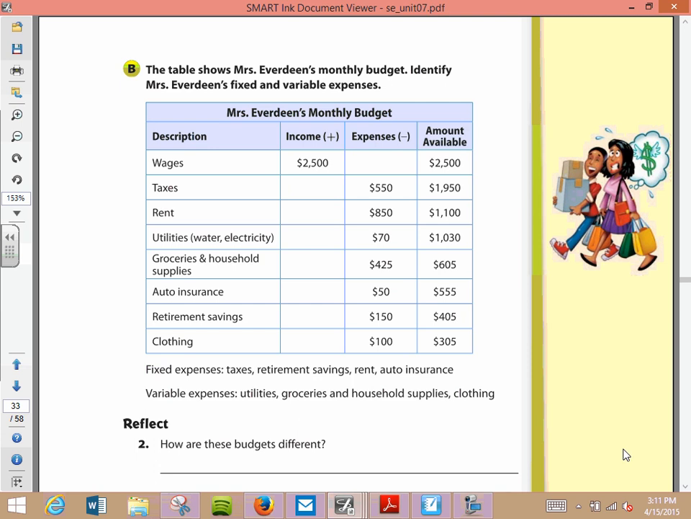What about clothing? Varies. So I want you to look at Mrs. Everdeen's table and look at Garrett's table and tell me what is different about them, what is the same. Look at them in your book. Rafael. Yes, the savings are fixed for both of them. What else? What else do you observe? Look closely at the items in each of them.